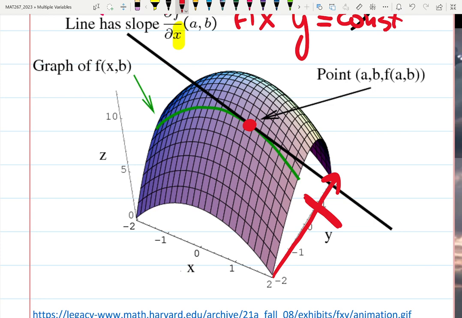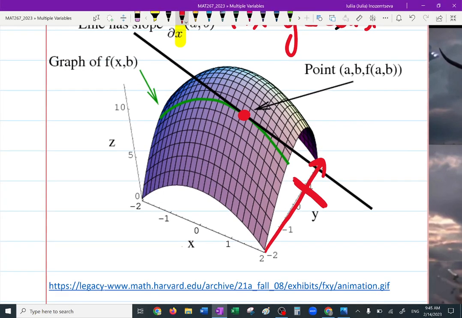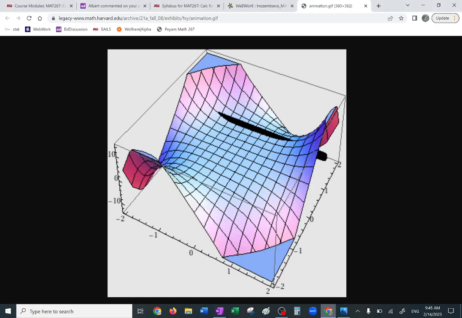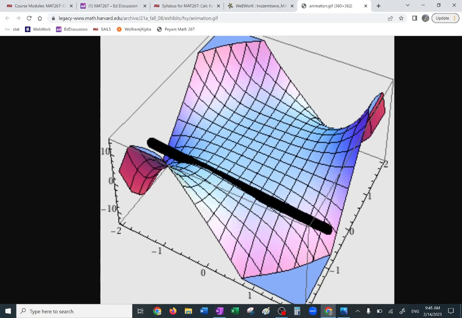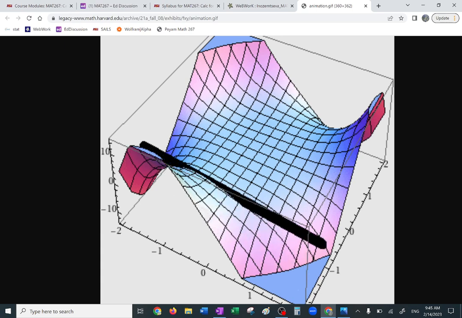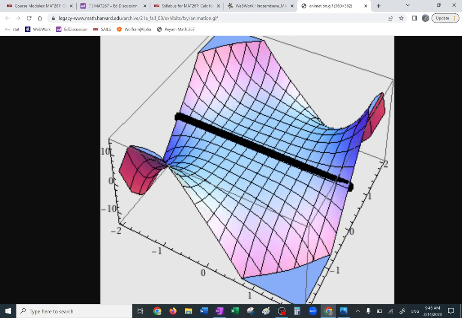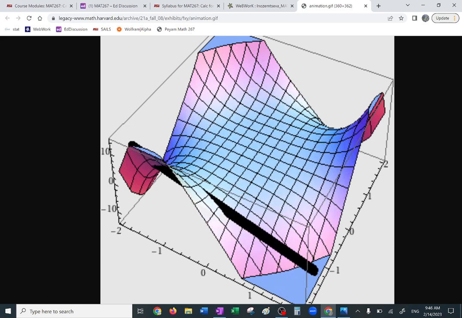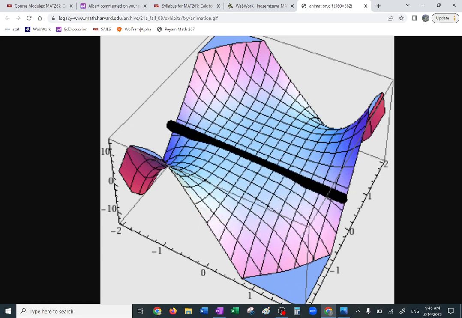I'm not sure if I convinced you, but that is why I feel like visual learners need to see something moving around. So this is exactly what I'm talking about. I'm fixing y in this case. Y is a constant. So now the plane is slicing the surface, and when it's slicing it, it gives me some shape, and then the derivative will tell you the slope of that shape.